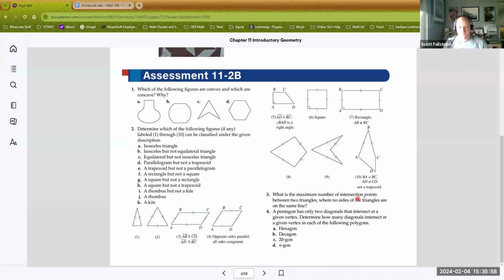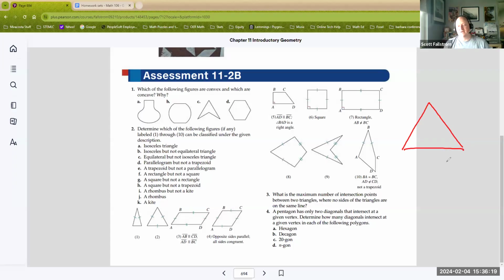Number 3: what is the maximum number of intersection points between two triangles where no sides are on the same line? Draw yourself some triangles. This is a good one to practice with. Draw a triangle and then draw another triangle. They can't overlap on a side, because then we'd have to say infinity. But for example, if you draw a triangle like this, and I draw another triangle like this, then these two triangles have two intersection points. Could they have more intersection points? How many intersection points maximum between two triangles?